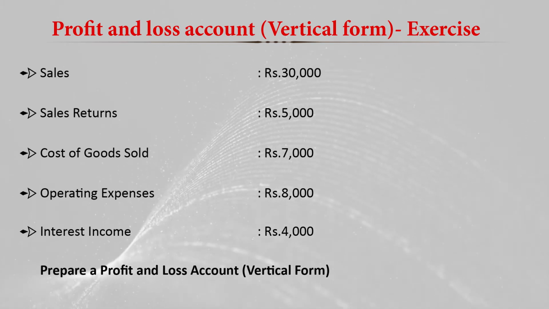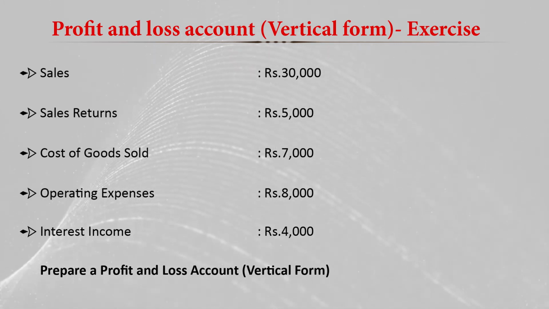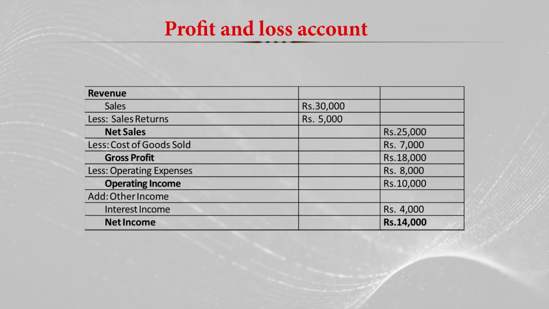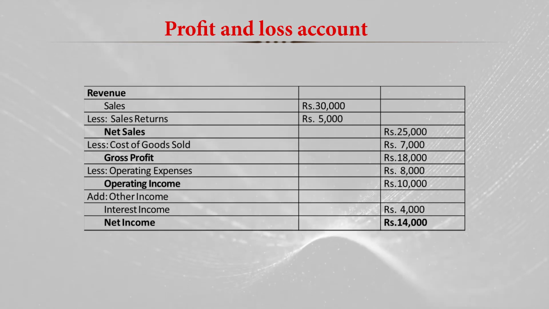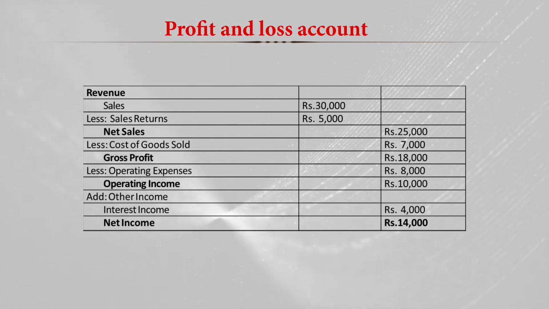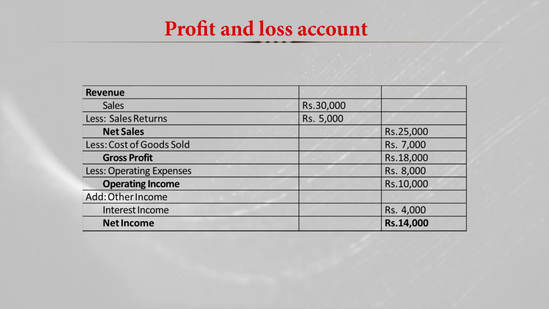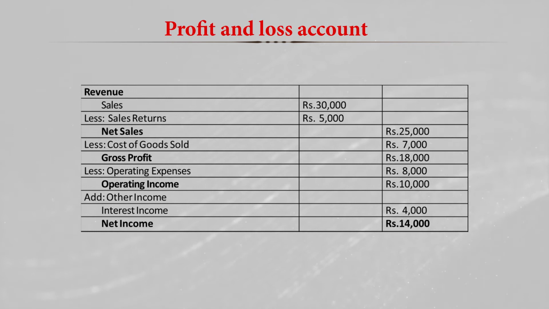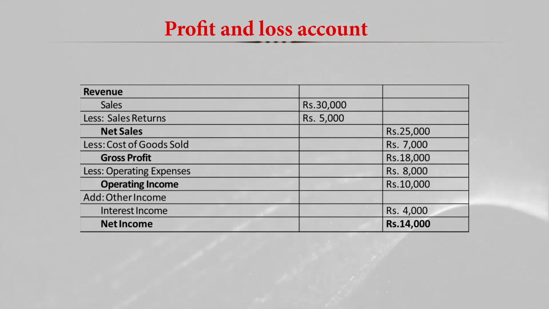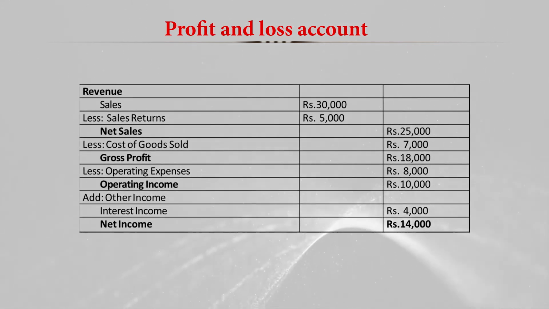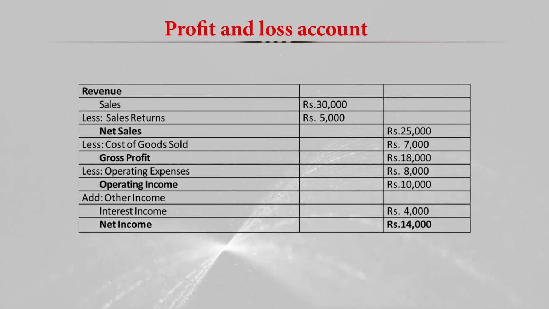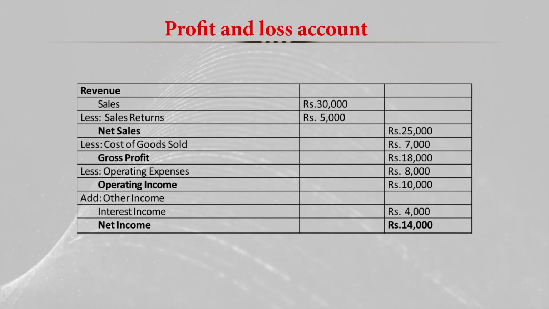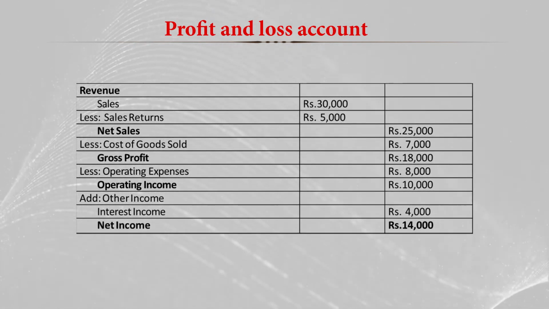So these are the five figures given, and we have to prepare the income statement in the vertical form. To understand simply, for revenue we have the sales revenue, that is 30,000, and then we have to minus the sales return, that is the goods sold but returned back to the company or firm. So we have to reduce that sales return, that is 5,000. So net sales is 25,000, and then the cost of goods sold is 7,000.